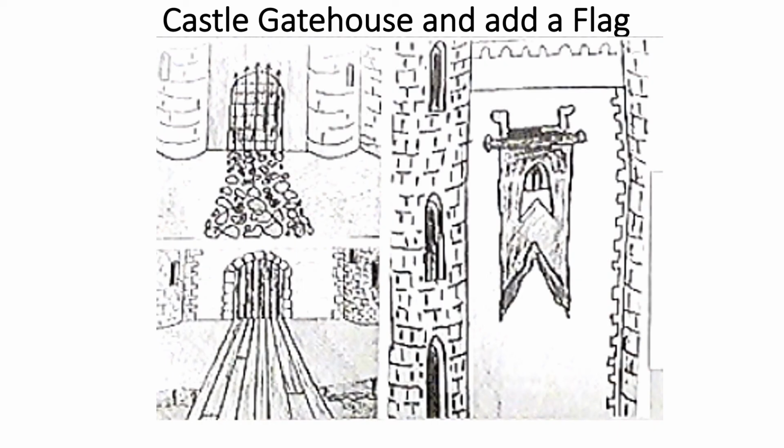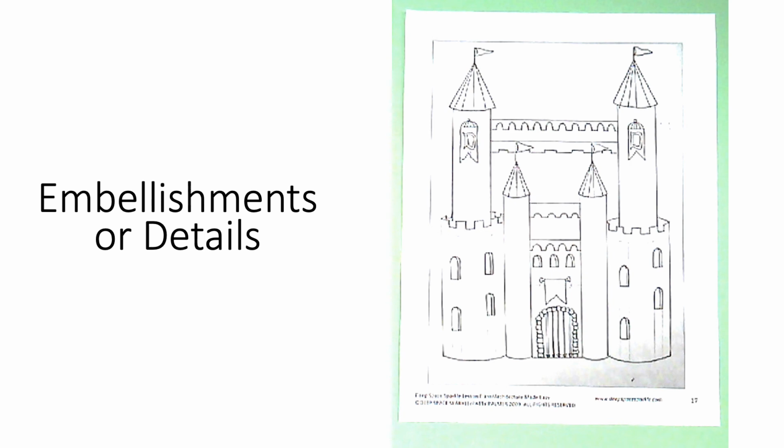Okay, we're almost done with the decorating. Your gatehouse can have a sidewalk or a bridge in front of it. If you look to the left of that picture, one is done with stone and the other one is done with wood. You can also add a flag to the front of your castle or a banner. Here's an example of my embellishments and details.